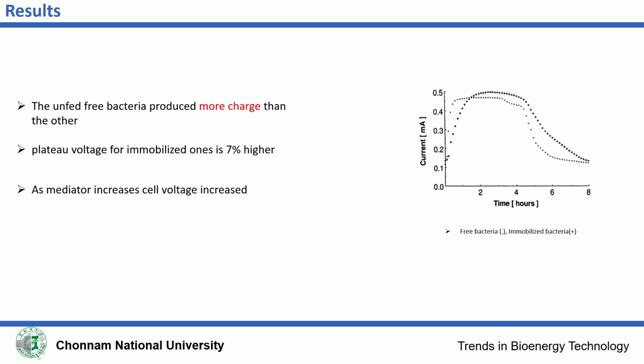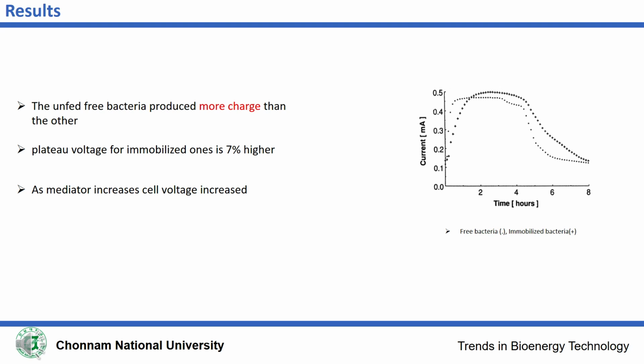The current produced by the free bacterial cell rose more rapidly than the immobilized one, reaching the peak value earlier. However, the plateau for the immobilized cell was 7% higher than that of the free case. This may be due to the location of the bacteria relative to the electrode surface in the two different configurations.